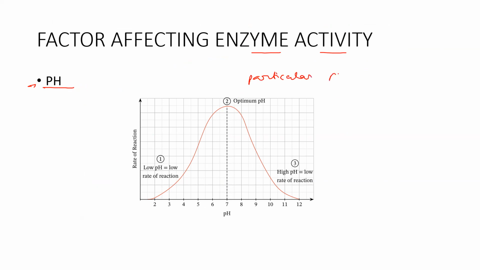Okay, pH. That pH is called the optimum pH, like stomach enzymes work at acidic pH. If the pH becomes lower or higher than this optimum pH, the enzyme will become inactive and a lower rate of reaction will be obtained.